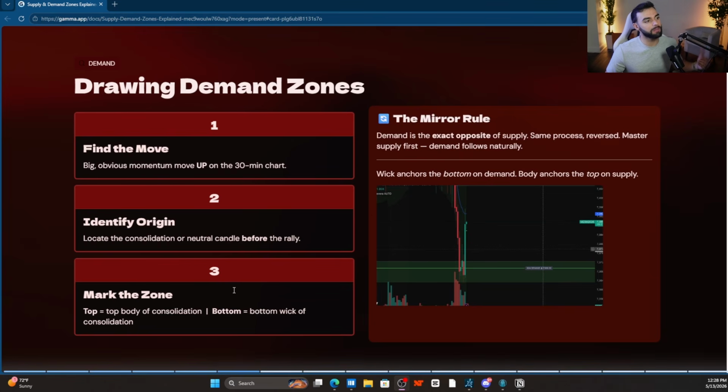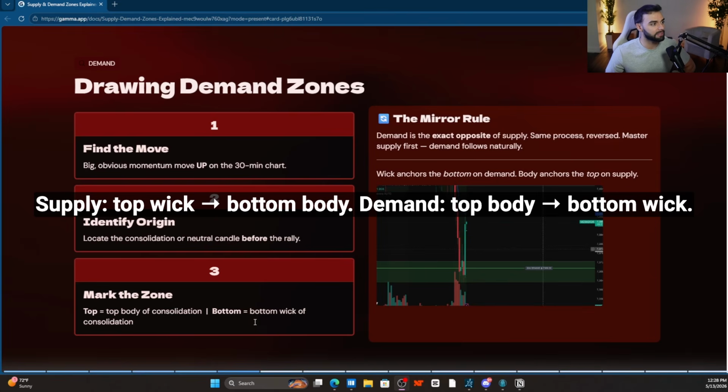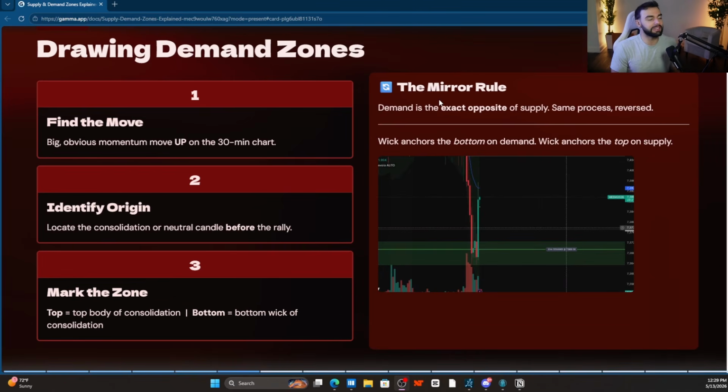Number three is going to be marking the zone. So top is going to be the top body of the consolidation. The bottom for demand is going to be the bottom wick of the consolidation. The mirror rule, right? The demand is the exact opposite of supply. It's the same process, but reversed. The wick is going to anchor the bottom of demand, just like the wick is going to anchor the top of supply.